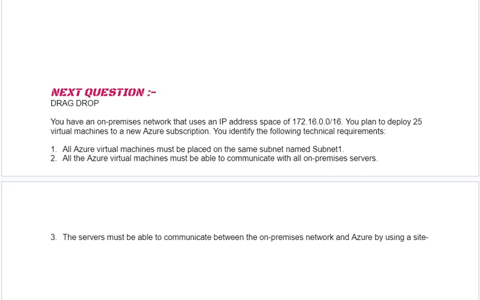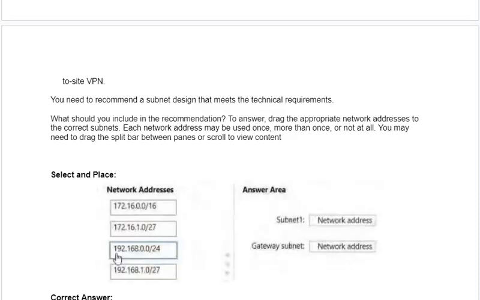Second, all the Azure virtual machines must be able to communicate with all on-premises servers. Third, the servers must be able to communicate between the on-premises network and Azure by using a site-to-site VPN. You need to recommend a subnet design that meets the technical requirements. What should you include in the recommendation?